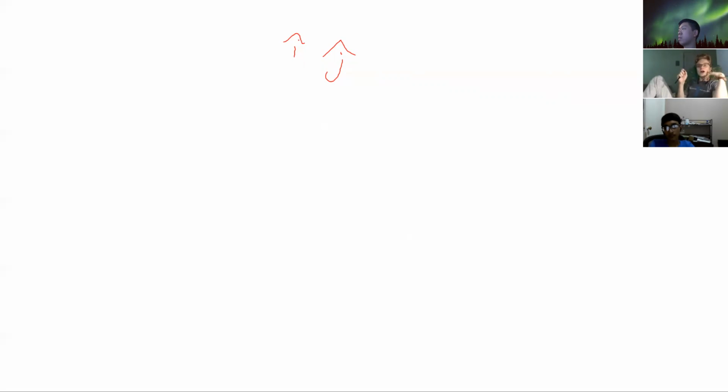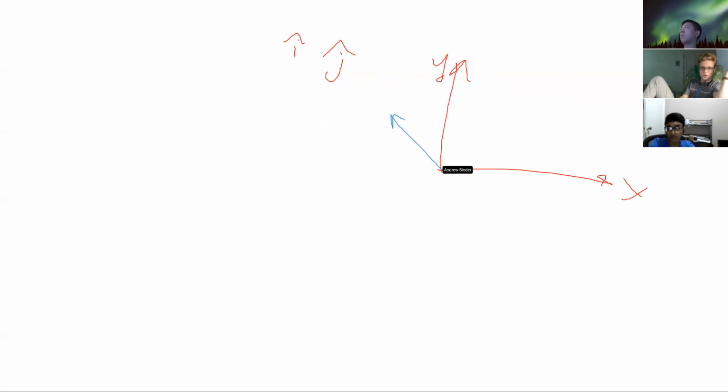So these are used to set your coordinate basis, because if you are dealing with this coordinate basis, well, then your i hat is the x-axis, and your j hat is the y-axis. But if you're dealing, for example, let me just use a different color, if you're dealing with this reference frame, well, now this is your i hat, and this is your j hat.